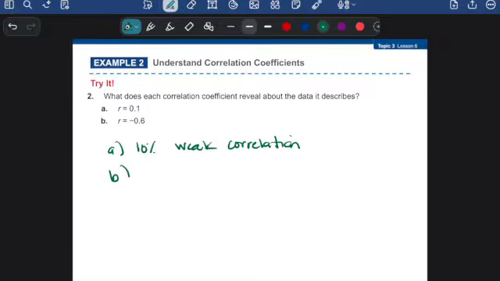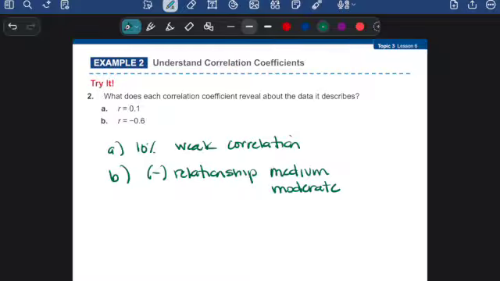For part B, it's negative 0.6, so it is a negative association. So a negative relationship, and that's fine. That means our slope would be negative. And it's about halfway. It's a little bit past halfway, 60%. It's better than half, so we could say this was a medium strength or moderate strength relationship.